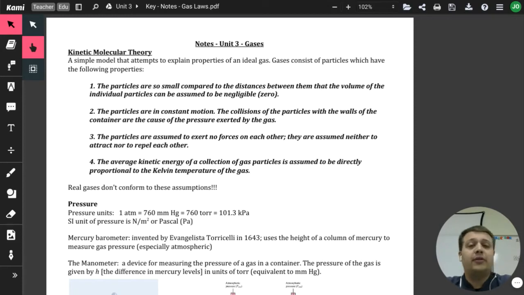Now we also assume that they do not attract nor repel one another. Basically, because these gases are neutrally charged, there's not going to be any attraction or repulsion. The last one is the average kinetic energy of the collection of gas particles is assumed to be directly proportional to the Kelvin temperature.